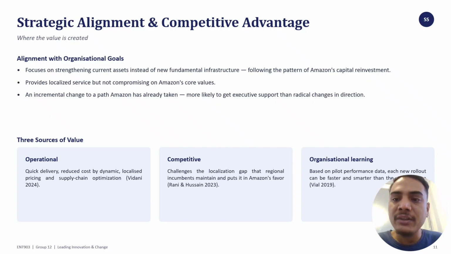Value is created in three ways: operationally through faster and cheaper delivery, competitively by turning the localization gap into Amazon's own advantages, and organizationally through learning. Each pilot makes the next rollout faster and smarter.